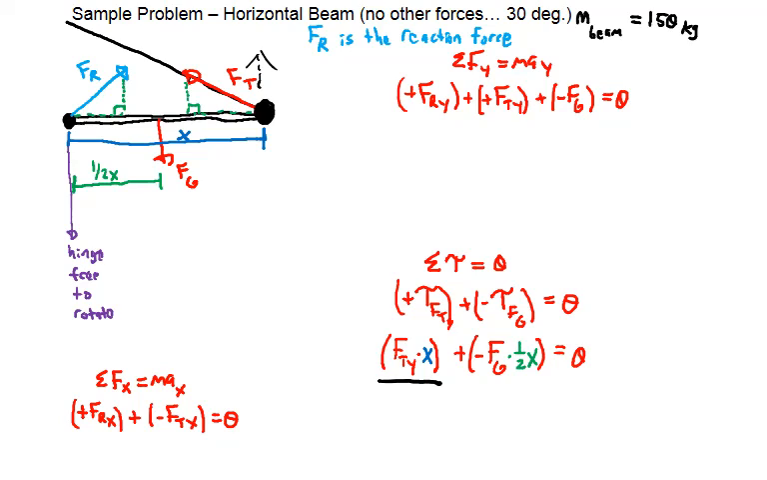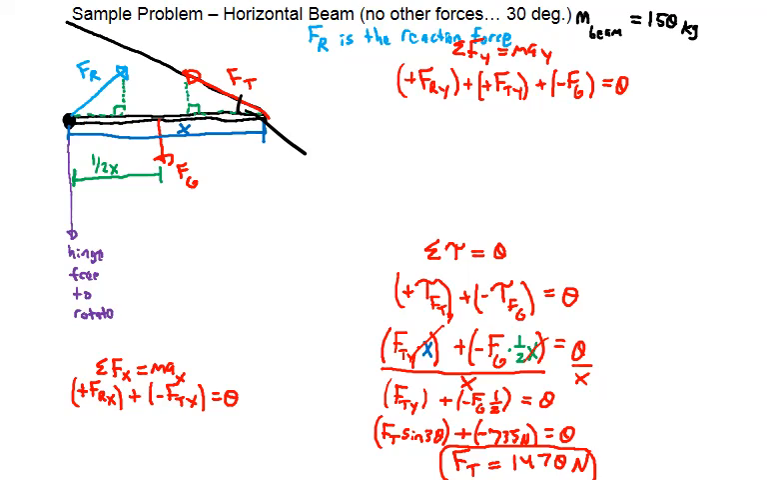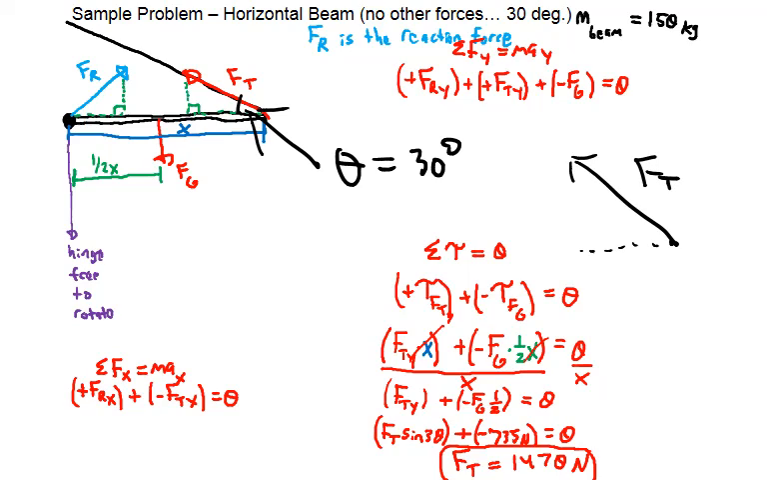So we can actually solve for what the force of tension in the y is. One half x is how far the force of gravity of the beam is. We can cancel x from both sides. So the force of tension in the y comes out as 1,470 newtons. Now, if you notice here, this angle, theta, is 30 degrees. So because we know that, we can figure out what the overall force of tension is.